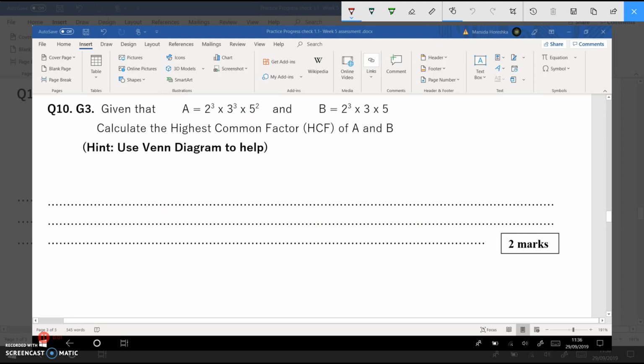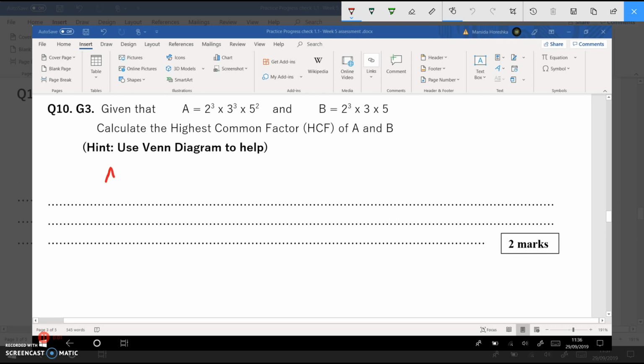Question number 10. Given that A, which is a number, but we're not given it, equals 2 cubed times 3 cubed times 5 squared, and B, another number, is equal to 2 cubed times 3 times 5, calculate the highest common factor of A and B, the two numbers. There is a hint, use Venn diagram to help.